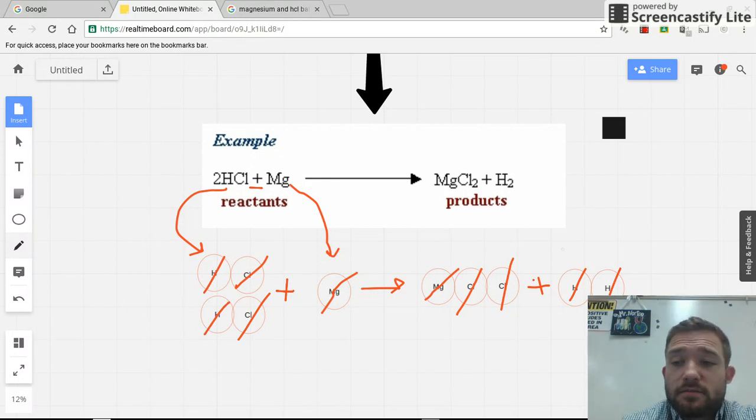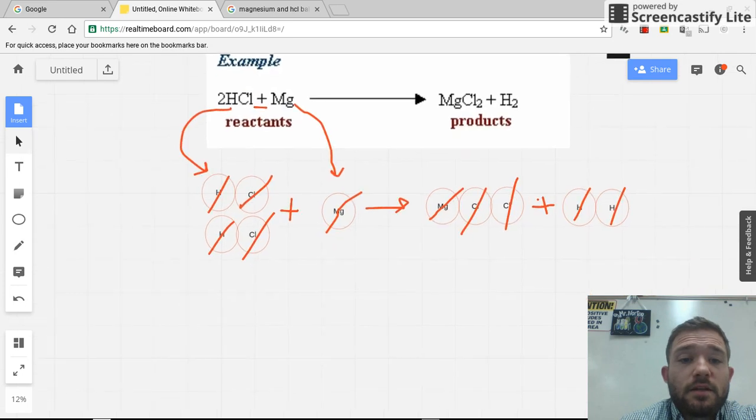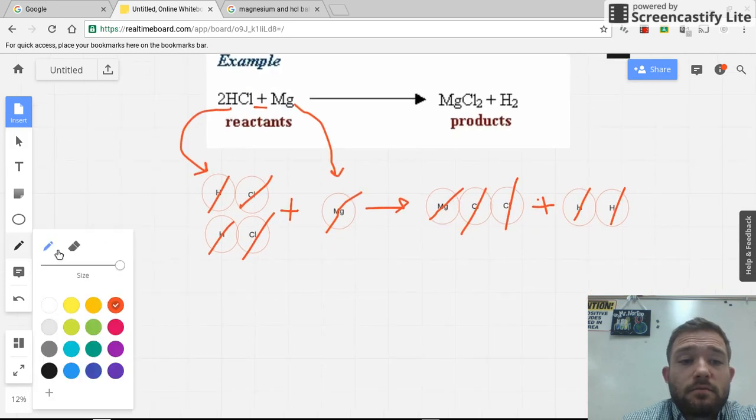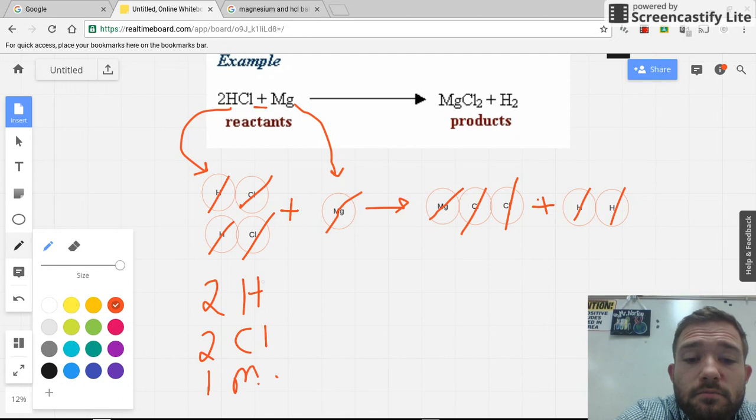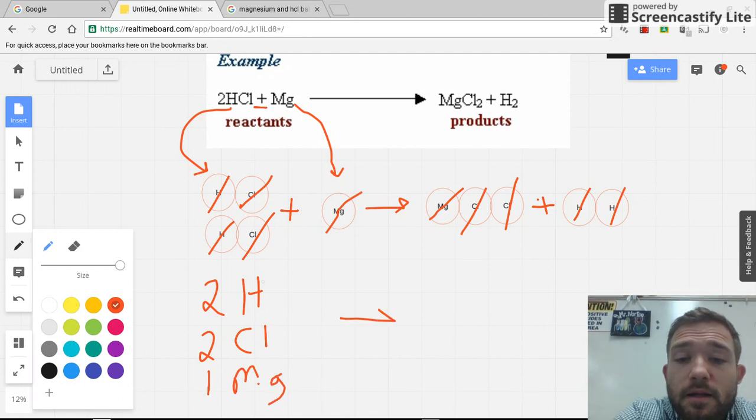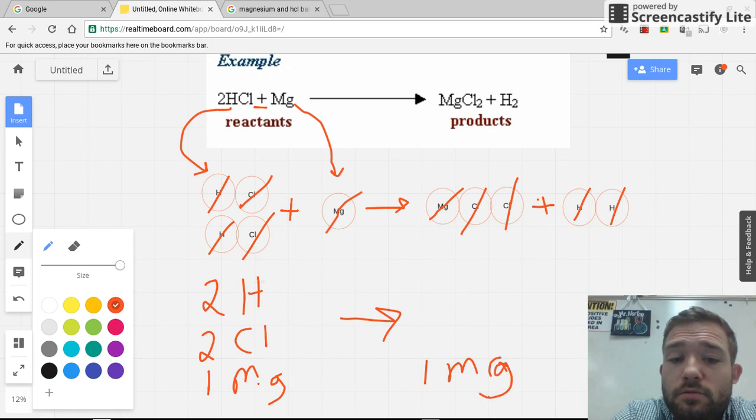In my reactants, let's scroll down. In my reactants, there were 2 hydrogen, there were 2 chlorine, and there was 1 magnesium atom. And in my products, there is 1 magnesium, 2 chlorines, and 2 hydrogens.